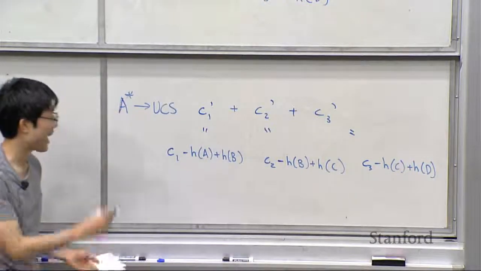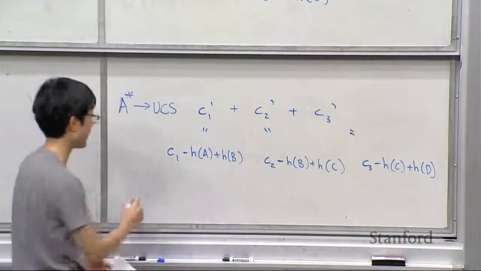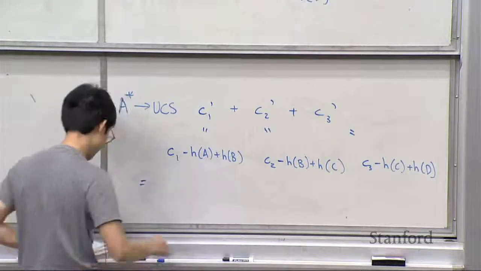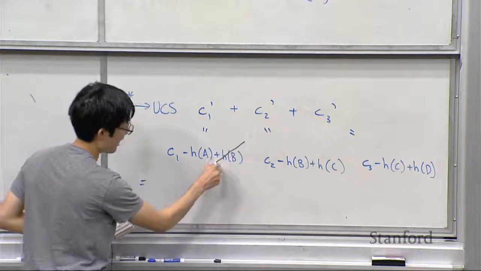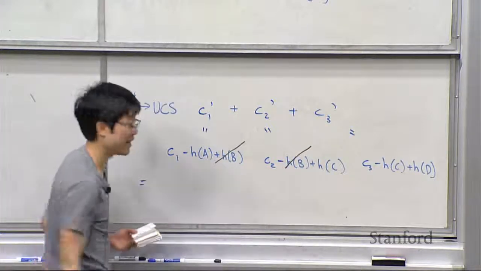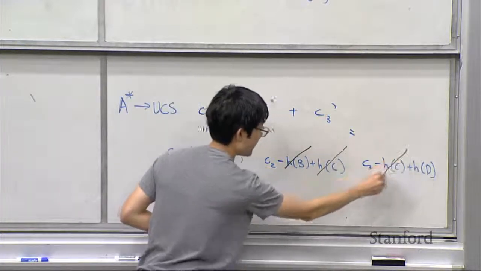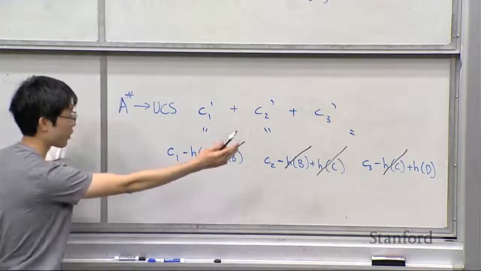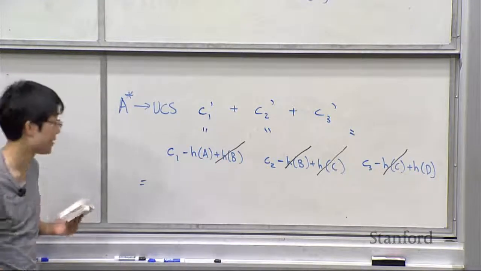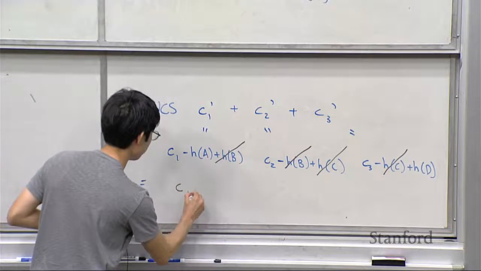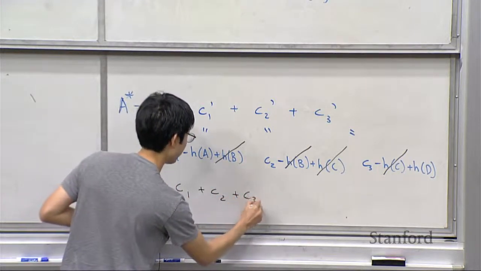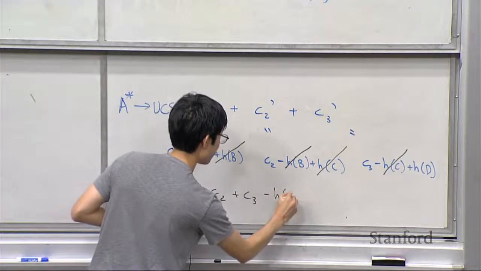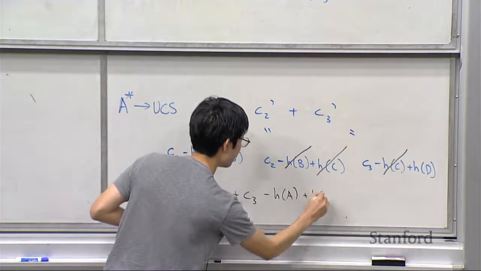Okay, so if I add these three terms together, what do I get? Well, first of all, notice that the h of B here cancels with the h of B here, and the h of C here cancels with the h of C here. And more generally, if I have more terms, all of the intermediate ones cancel, so that all I'm left with is C1 plus C2 plus C3 minus h of A, the start one, and plus h of D, the last one.